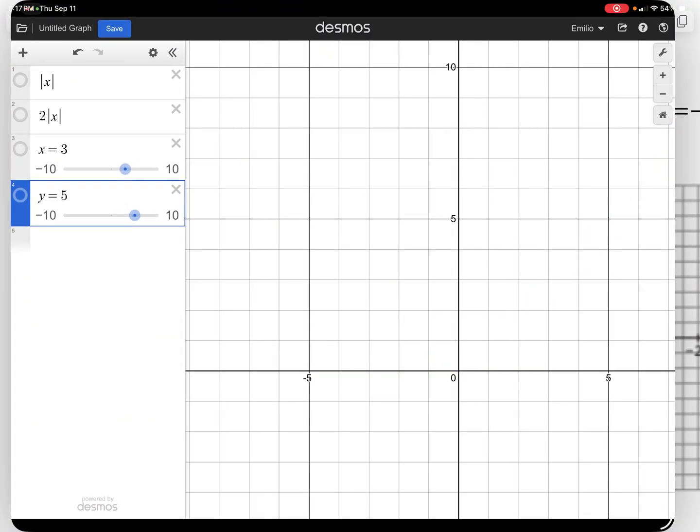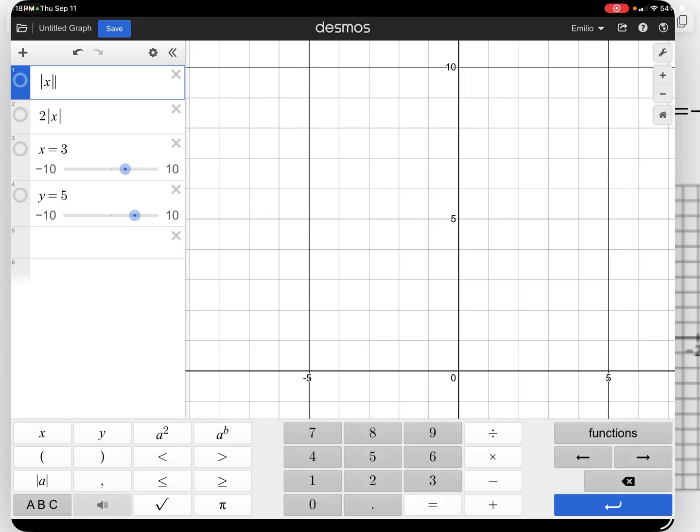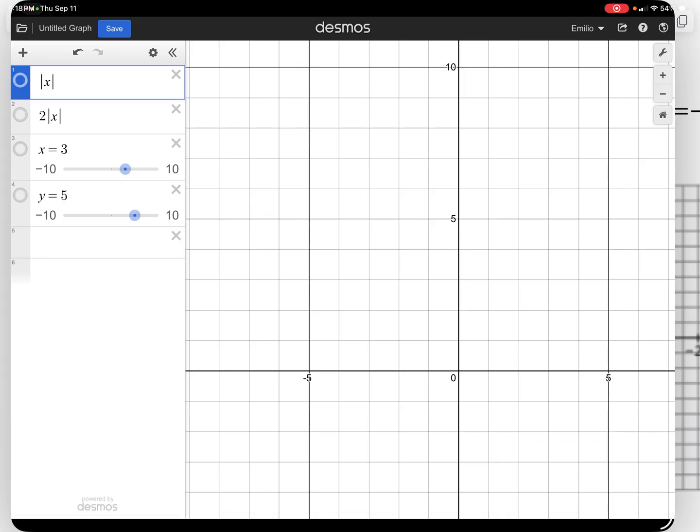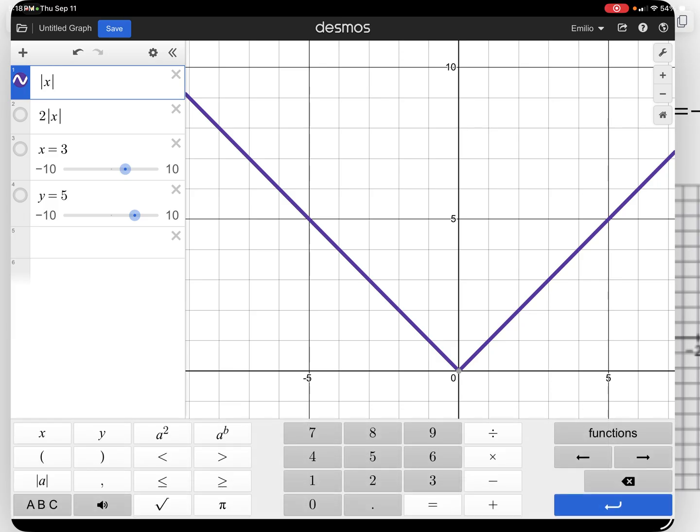I know there's a lot of stuff on the left, but I want you to look at this graph right here. So this is your parent function, the absolute value. This is the original. Notice how the vertex is at 0, 0. I'm going to go over stuff that you should have already learned.